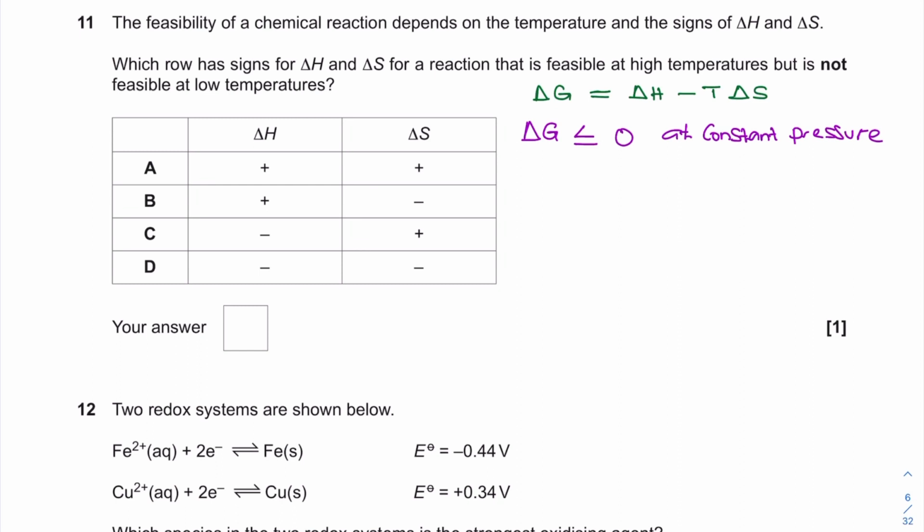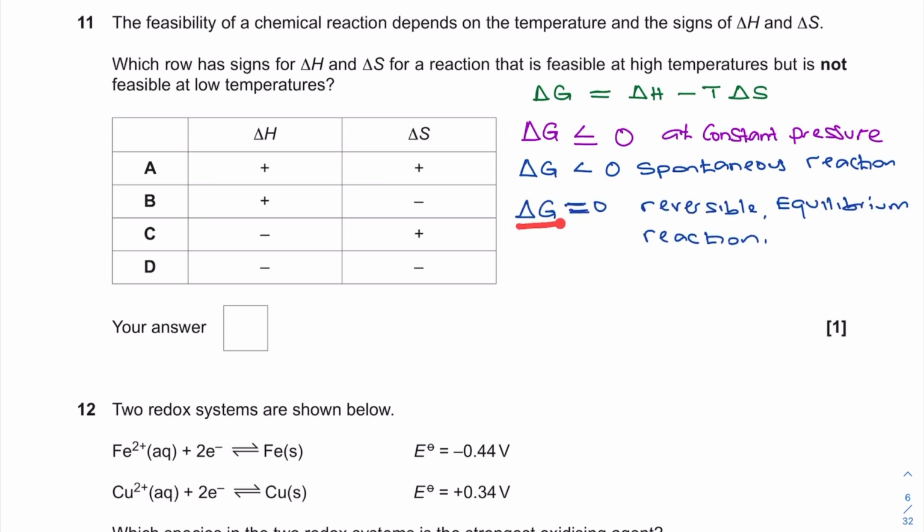So feasibility means the reaction will take place, or the reaction will happen at a constant pressure. Therefore, when delta G is less than 0, we call that a spontaneous reaction. When delta G is equal to 0, it is an equilibrium reaction, which is reversible.